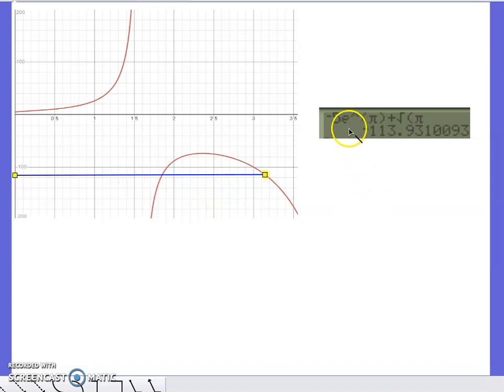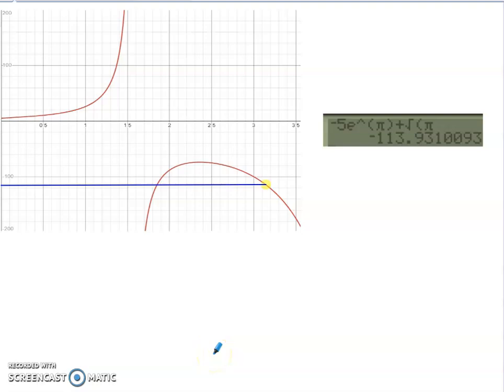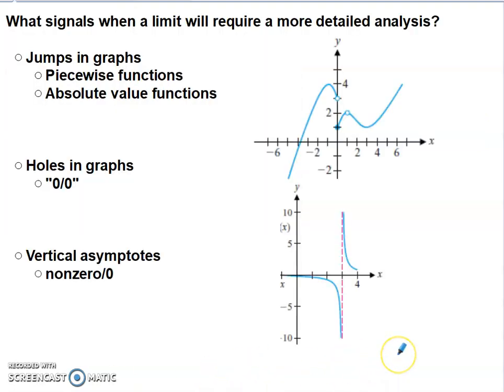If you evaluate this answer that we got, negative 5e to the pi plus square root of pi, on the calculator, you get negative 113.9. Kind of syncs up with the graph that we're looking at here. Limit doesn't have anything weird happening on the graph. As long as you're not approaching a value where you have the potential for something weird to happen, you can find the value of your limit by simply plugging in. Now, in conclusion, and this is going to be the launching off point for a few of the other videos in this sequence, what signals when a limit's going to require a little bit more analysis than what we've discussed within this video?